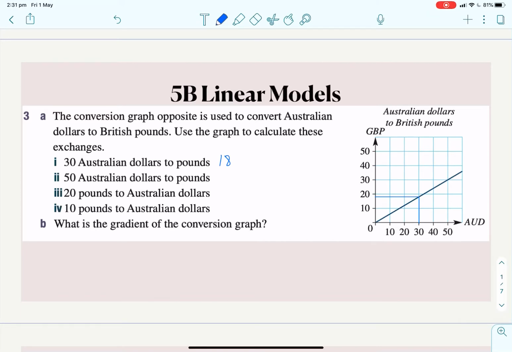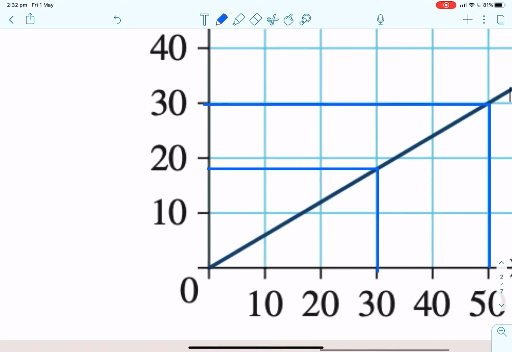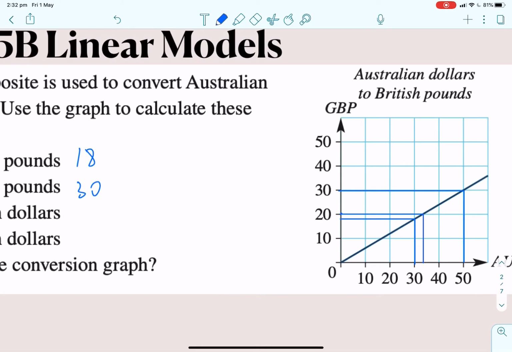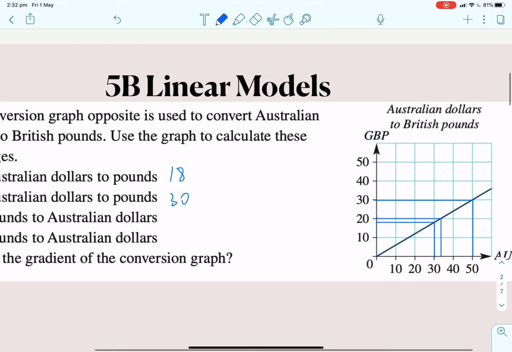So for 50, I think you guys can do it: go up to the line here and go across, it looks like it's 30. Now we also normally get asked about converting pounds to Australian dollars. It's a really good linear model here too. Okay. So we've got 20 pounds, and then we go to 20 here, we go across and hit this line and go down. It looked like what, 33? Yeah, it looked like 33.